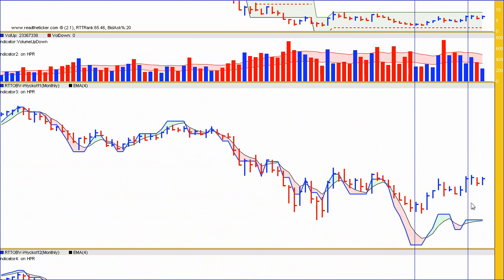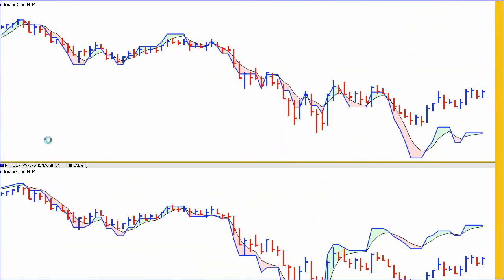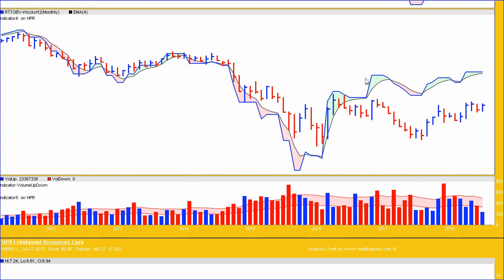Would have been better to see more volume come in there, but that's okay. We'll keep an eye on that. So that's OBV Wyckoff 1. Now we're going to look at another indicator. It's Wyckoff 2, on balance volume, Wyckoff 2.